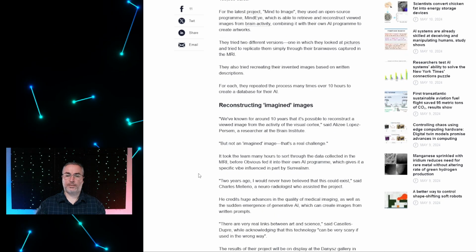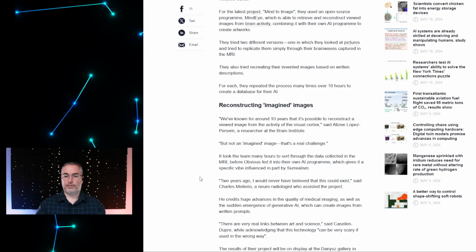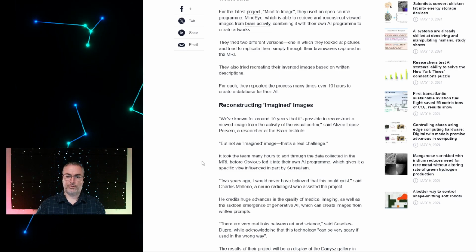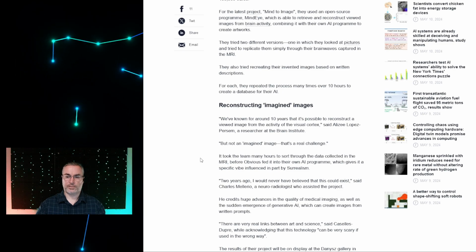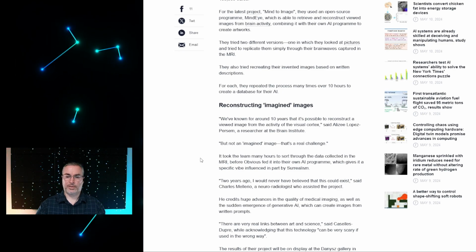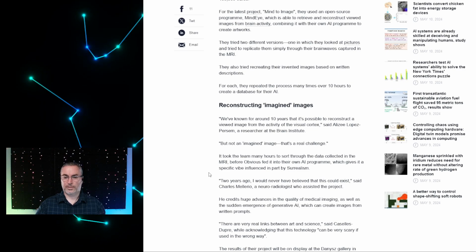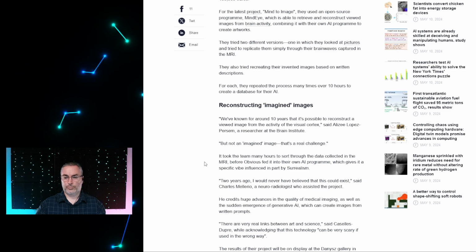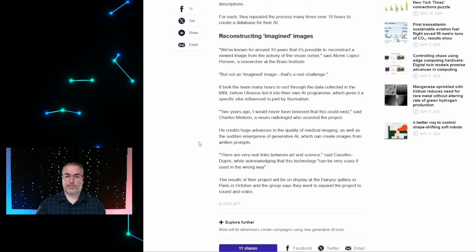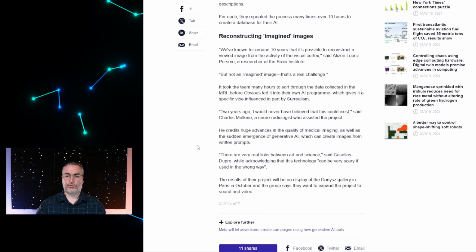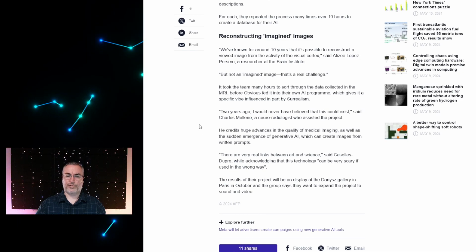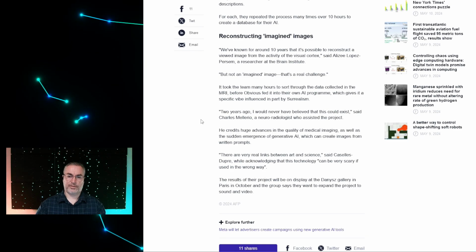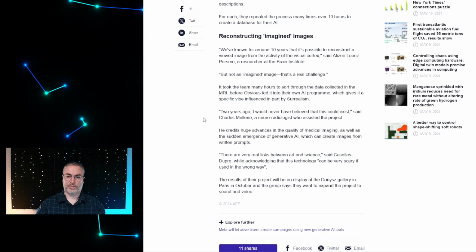So, reconstructing imagined images. We've known for around 10 years that it's possible to reconstruct a viewed image from the activity of the visual cortex, says Elizy Lopez Parsom, a researcher at the Brain Institute, but not an imagined image. That's a real challenge. So it took the team many hours to sort through the data collected in the MRI before Obvious fed it into their own AI program, which gives it a specific vibe influenced in part by surrealism.